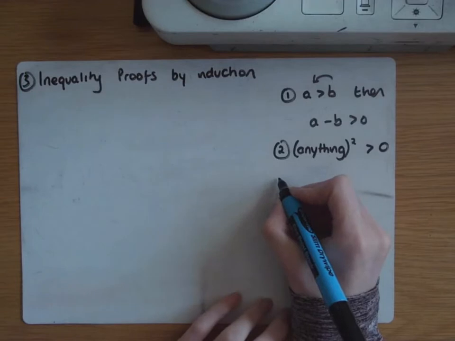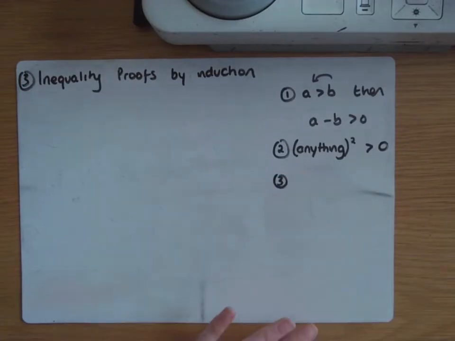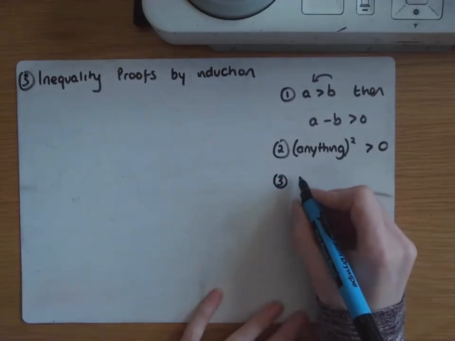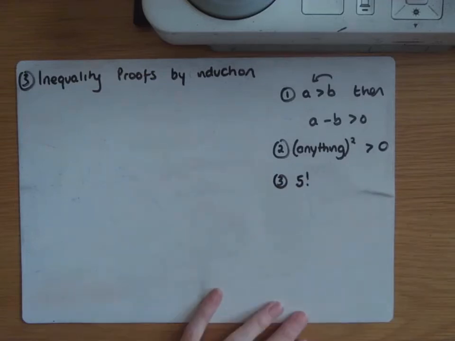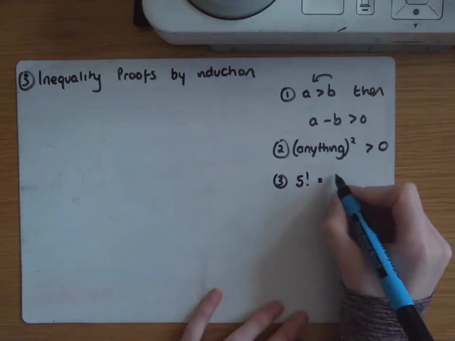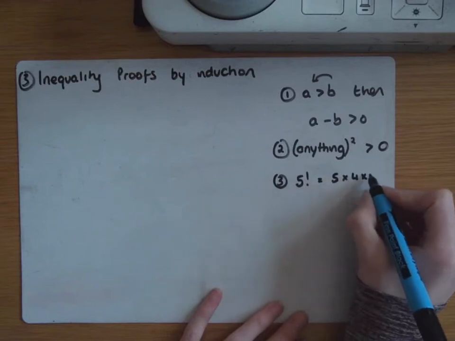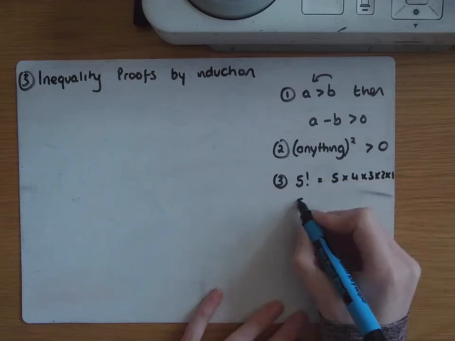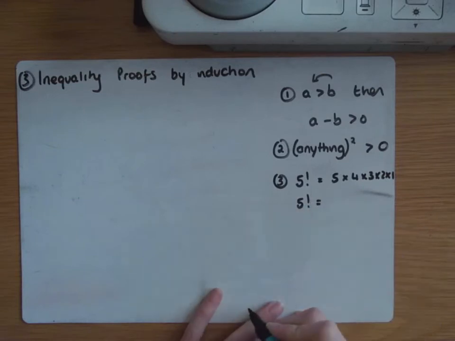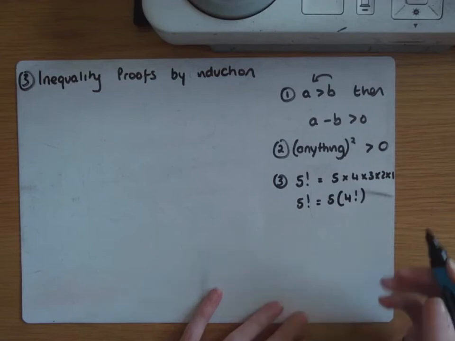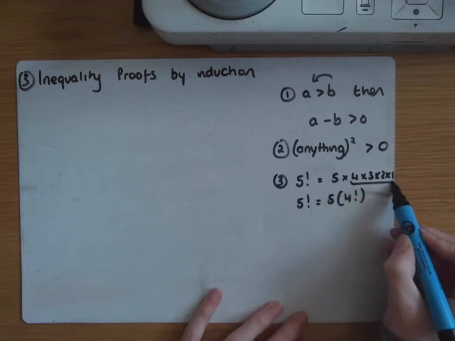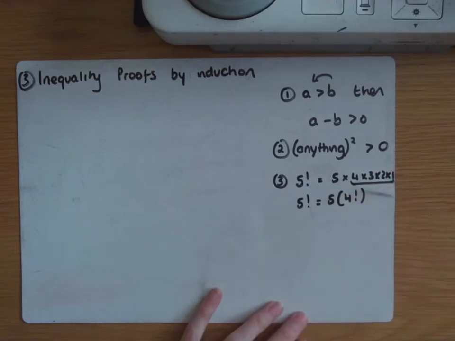And one other thing that I just want to remind you, can you remember what 5 factorial is? What does 5 factorial mean? 1 by 2 by 3 by 4 by 5. So that means 5 by 4 by 3 by 2 by 1. Now another way of writing 5 factorial is 5 by 4 factorial, because that's the same thing. 4 factorial is just 4 by 3 by 2 by 1.